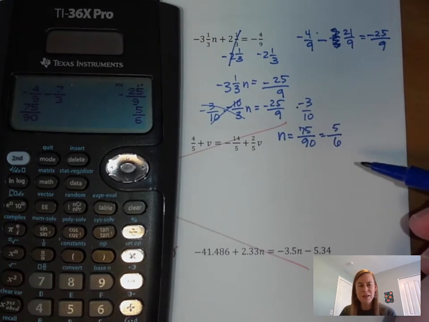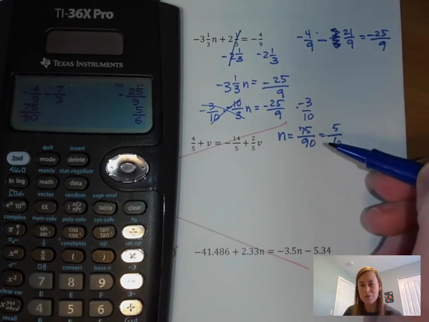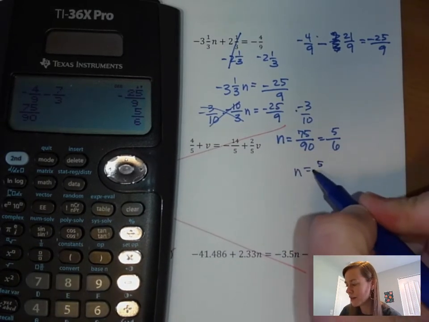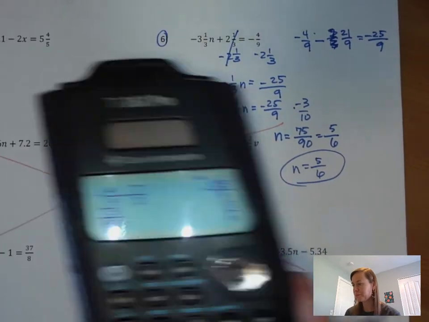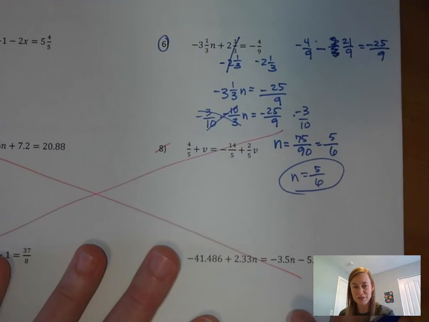But maybe you don't know that off the top of your head. You could just divide both of these by 5 first and then go from there. That would definitely work for you too. So your final answer is going to be n equals 5 over 6 here. And again, the problem was given in fractions, so we're putting our final answer in fractions.